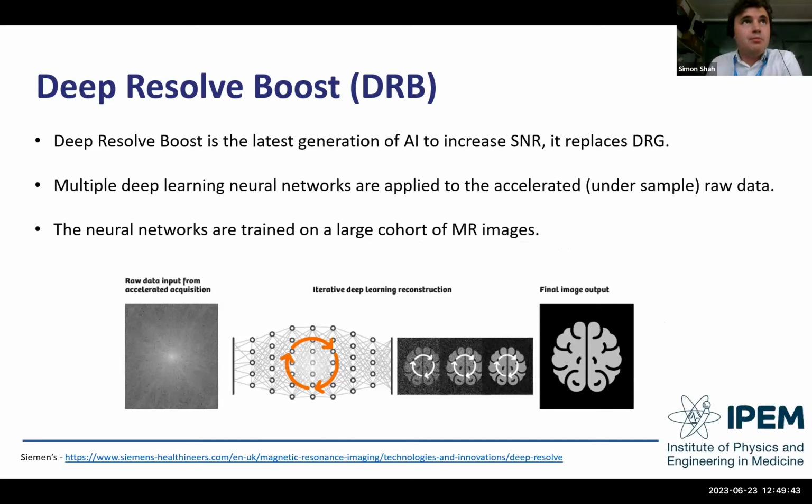And then finally, Deep Resolve Boost, it's their latest generation of software. So it's replaced Deep Resolve Gain. And it's, again, another set of deep learning neural networks, but there's multiple of them this time that have been put into the algorithm. So when you've got highly undersampled data, it's fed in, it's run through multiple of these to remove the noise and boost the signal to get your final output. And this data has been trained on an incredibly large amount of patient or volunteer data. I'm unsure on whether or not it's got patient data. I have asked Siemens, but there's about 15,000 people in this training data set of whole body images.